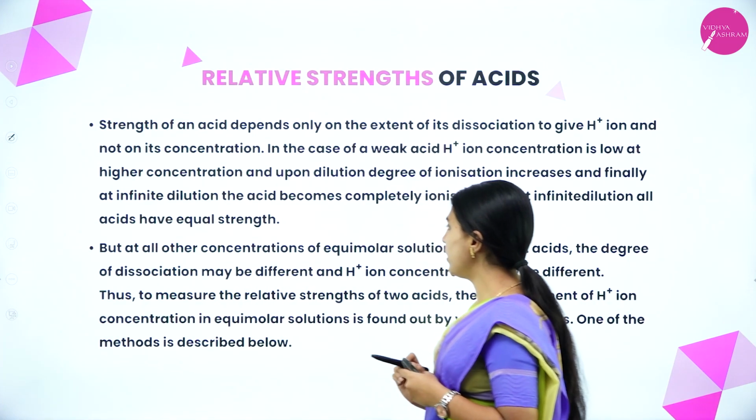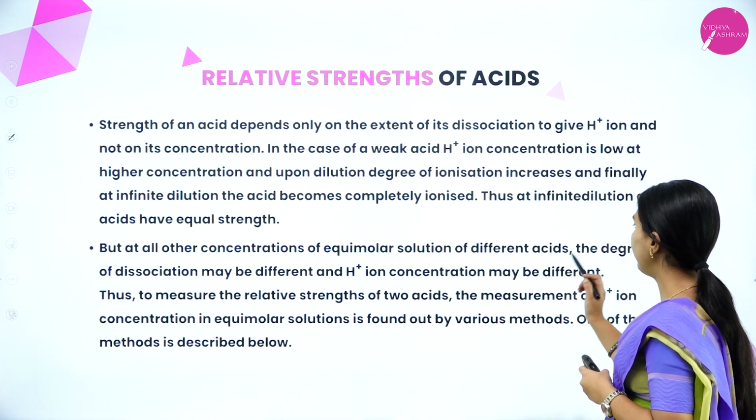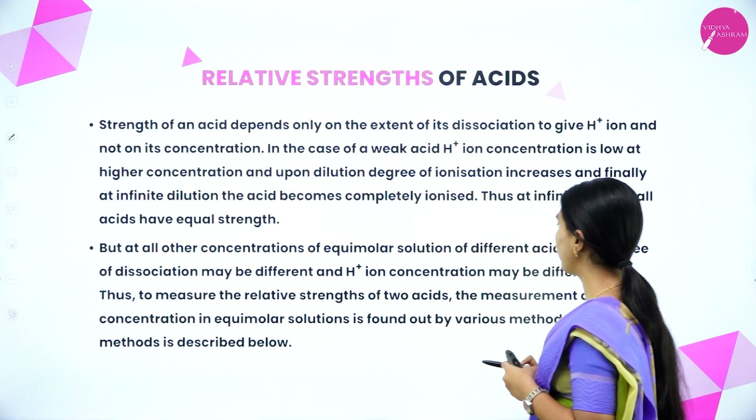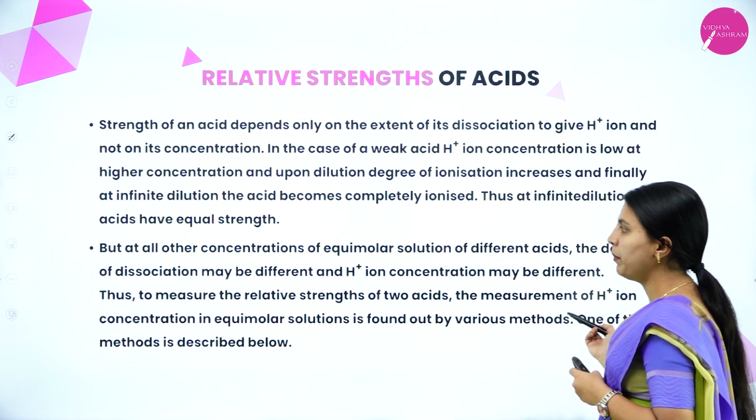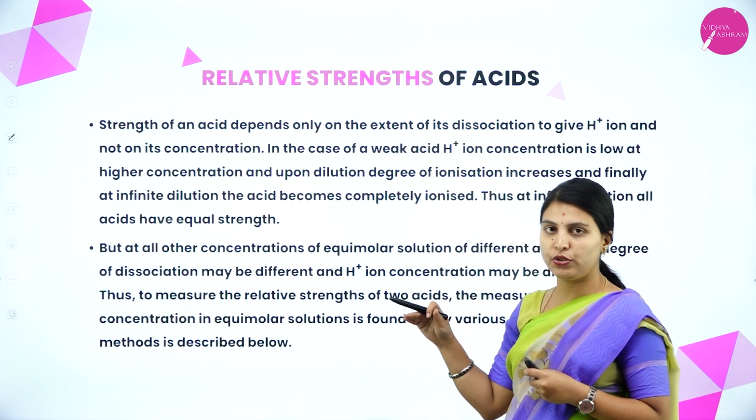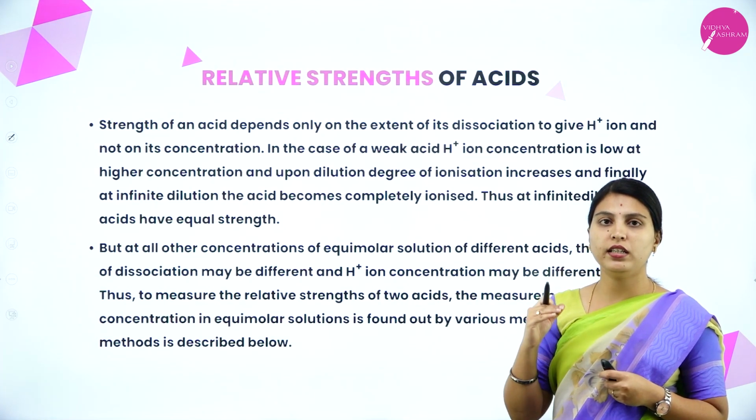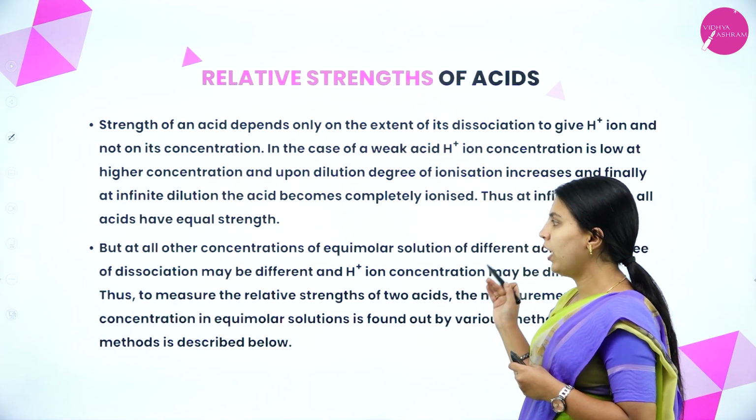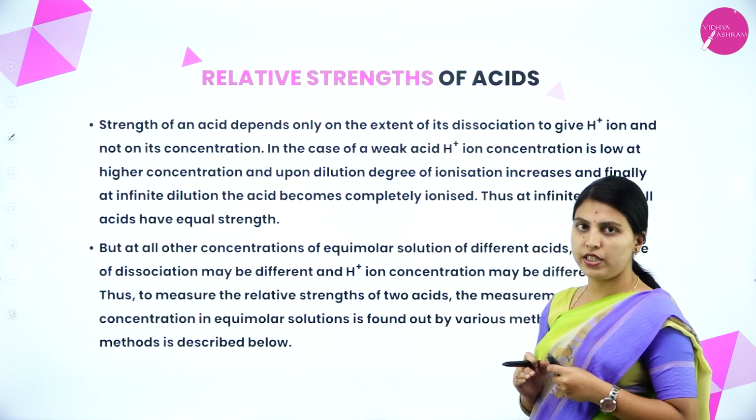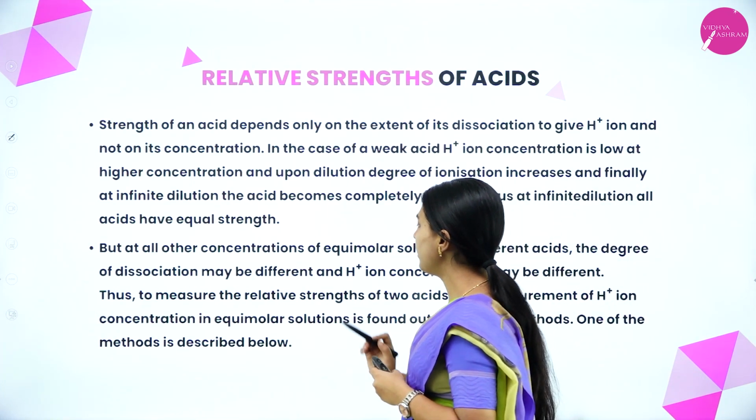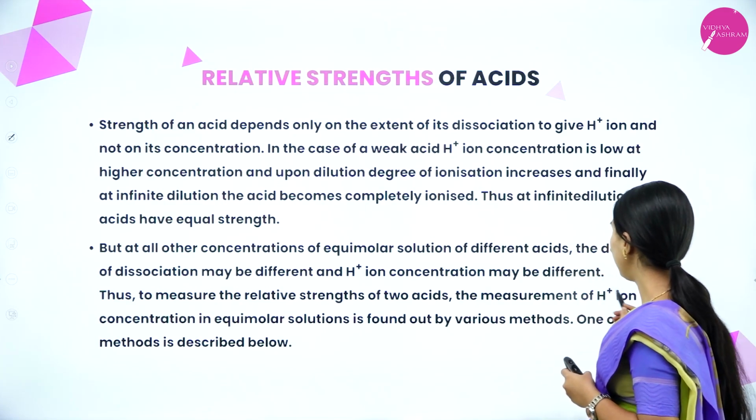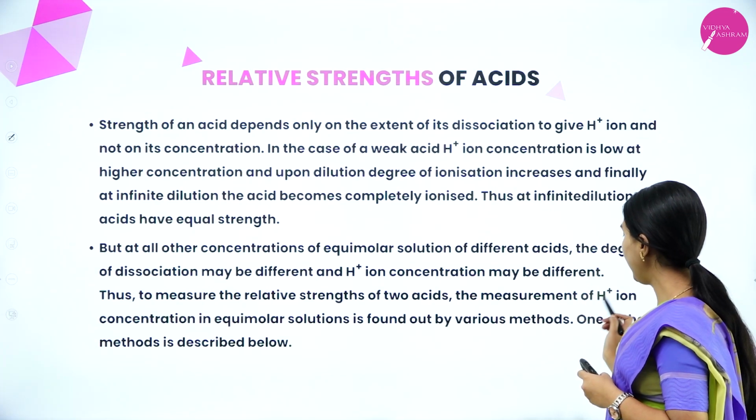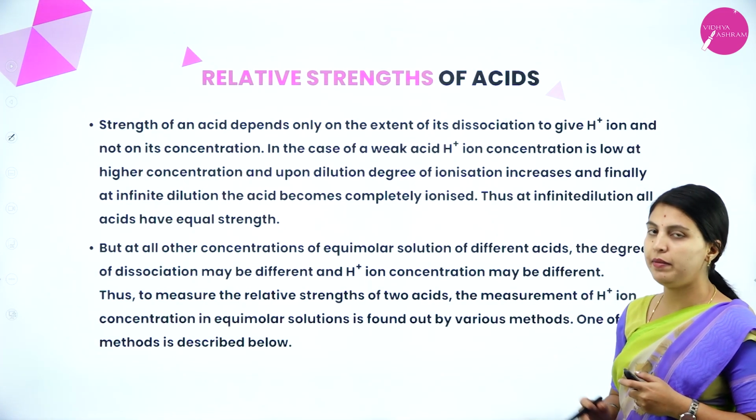But at all other concentrations of equimolar solutions of different acids, the degree of dissociation may be different and the H plus ion concentration may be different. When you take many acids in equimolar solution, the H plus concentration and degree of dissociation will be different. Thus, to measure the relative strength of acids, the measurement of H plus ion concentration in equimolar solution is found out by various methods. One of the methods is described below.